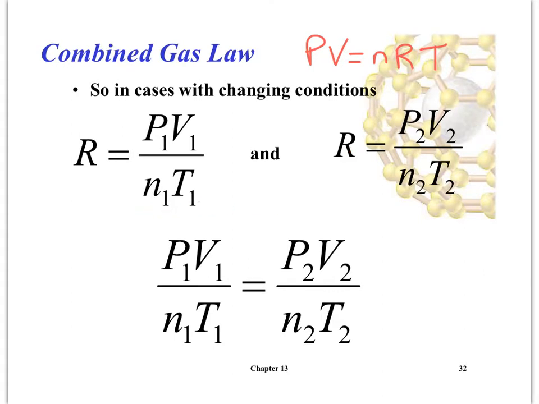So we can set P1 V1 over N1 T1 equal to P2 V2 over N2 T2. This is useful if we have a gas where we're changing the conditions, or if we have two different gases and we want to compare between their values. And this is called the combined gas law. So this is the ideal gas law, this is the combined gas law.